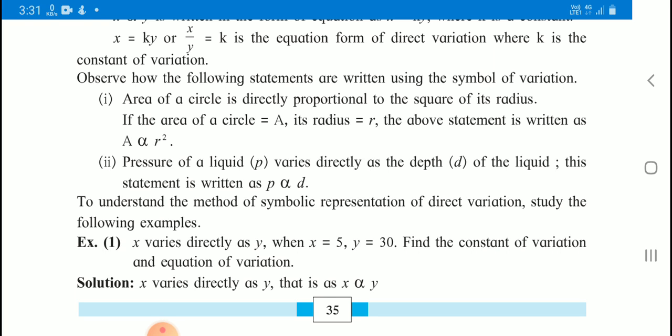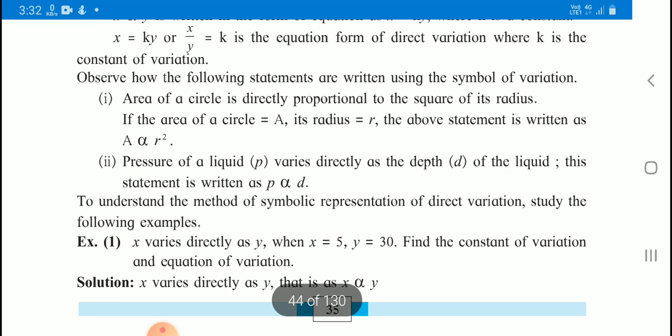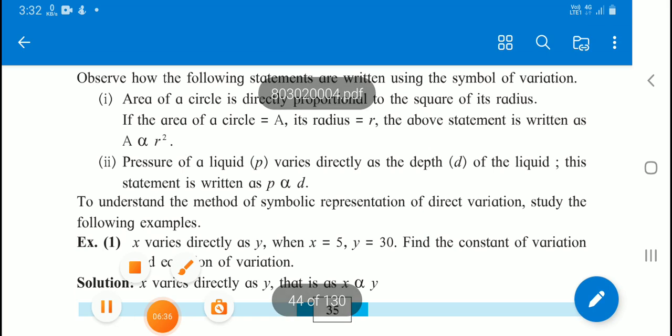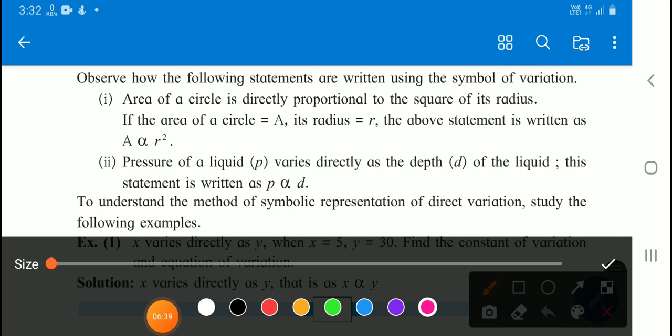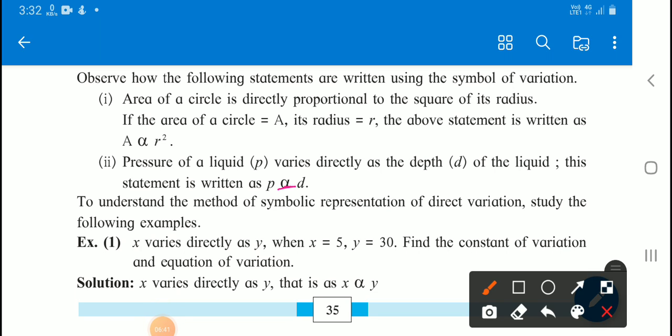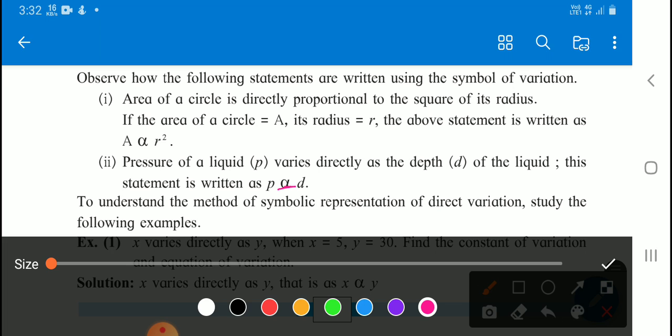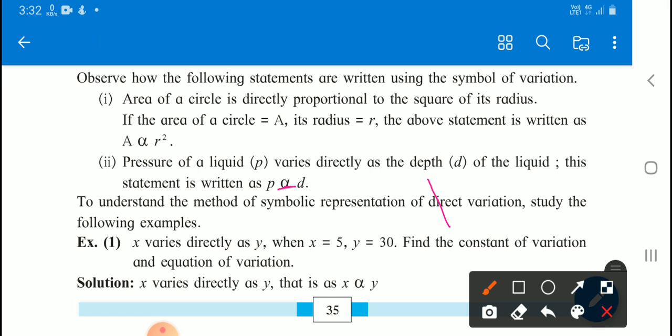Then the second example they have given: the pressure of a liquid, meaning P, varies directly as the depth D of the liquid. This statement is written as P is directly proportional to D. Here also they use the proportionality sign. To understand the method of symbolic representation of direct variation, study the following examples. We will see the examples.